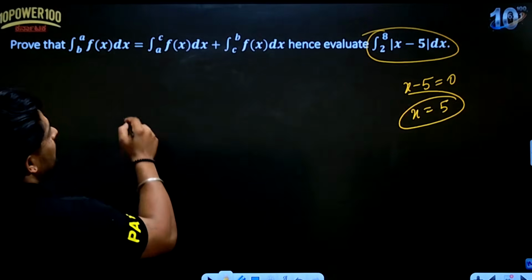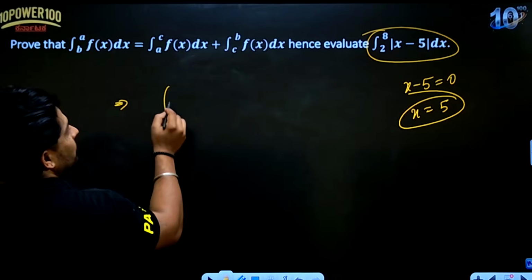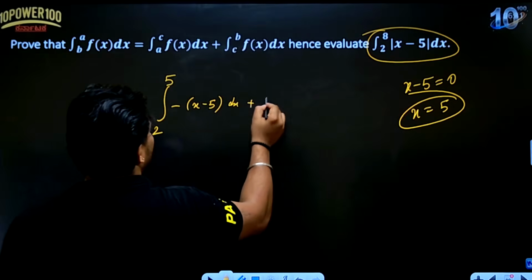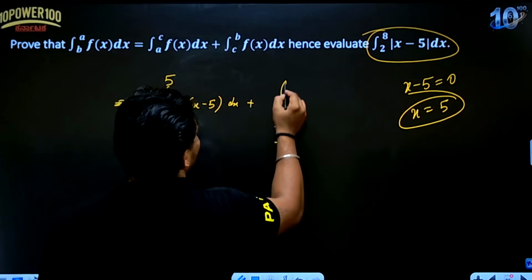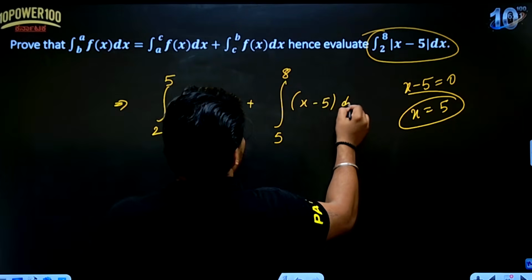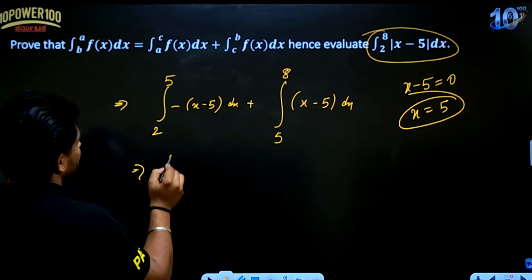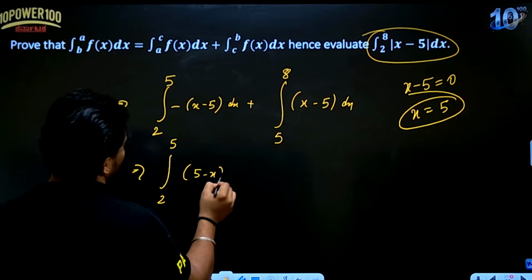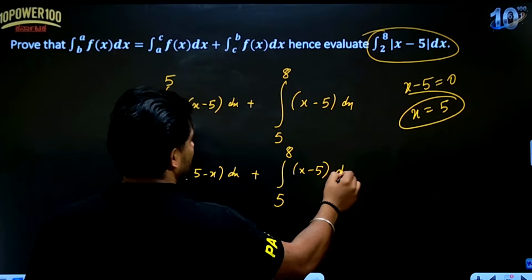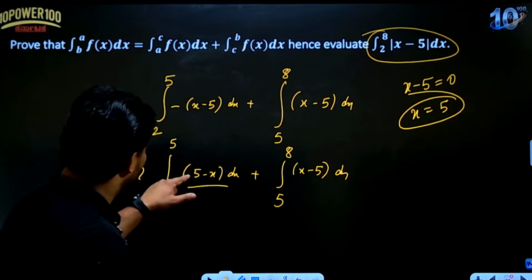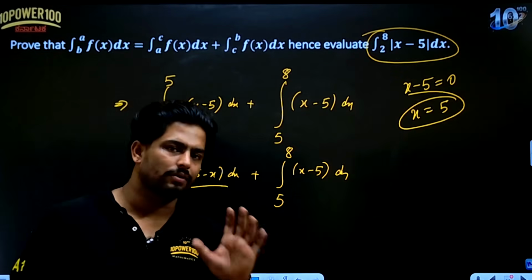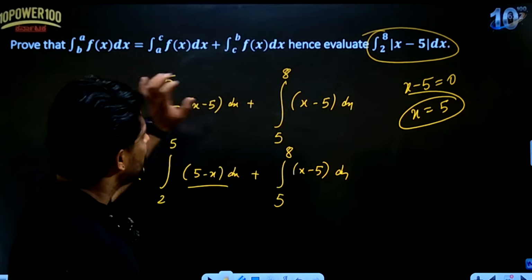Okay, so what you have to do is split the integration from 2 to 5 of minus x minus 5 dx, plus from 5 to 8 of x minus 5 dx. Okay, one step further, you can write it like this: 2 to 5, 5 minus x dx, plus 5 to 8, x minus 5 dx. Simple integration, that's the reason I'm not doing this. So integral of 5 is 5x, integral of x is x square by 2. Apply the limits. Fraction calculation is one thing you have to do properly. The split up is one thing that you need to know.